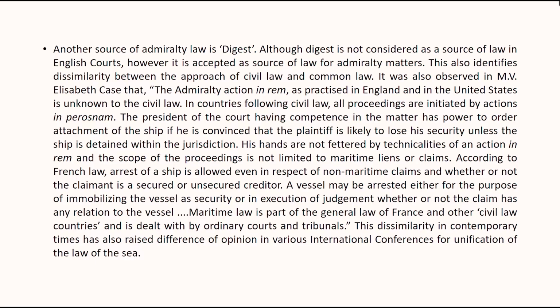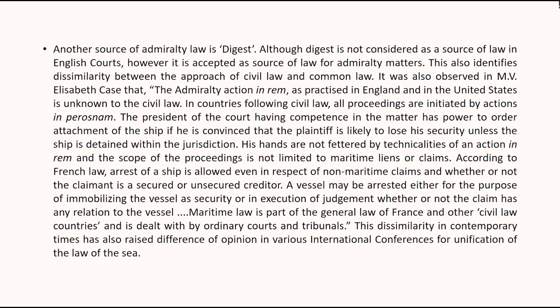We see also that another source of Admiralty law has been the Digest. Although the Digest is not considered a source of law in English courts, it is accepted as a source of law for Admiralty matters. This also identifies dissimilarity between the approach of civil law and common law. It was also observed in the M.V. Elizabeth case that Admiralty action in rem, as practiced in England and the United States, is unknown to the civil law. In countries following civil law, all proceedings are initiated by actions in personam.